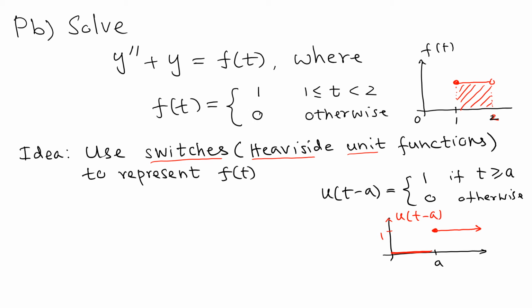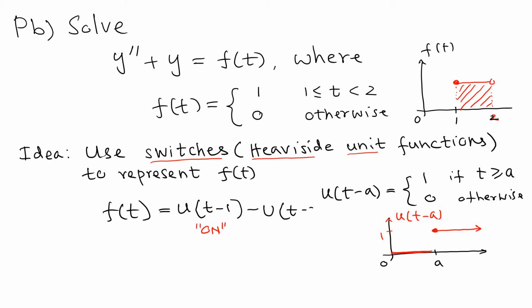Now we can use these functions to represent the piecewise function. So this is the idea. You can see that f(t) is going to be 1 right after it passes 1. So at 1, we can switch on the function. So we can say u(t minus 1), switch on the function at 1. And then you know that at 2 you have to switch off. How to switch off? We subtract the function that switches on at 2.